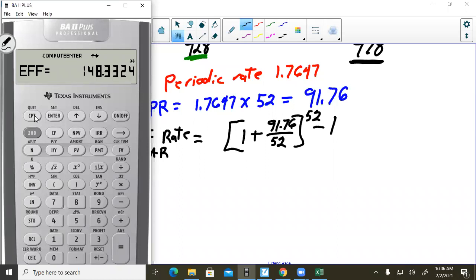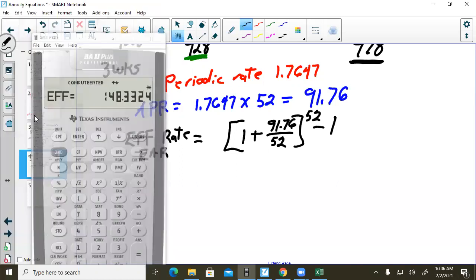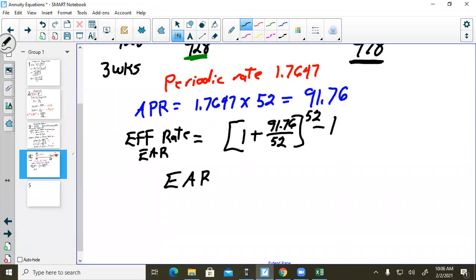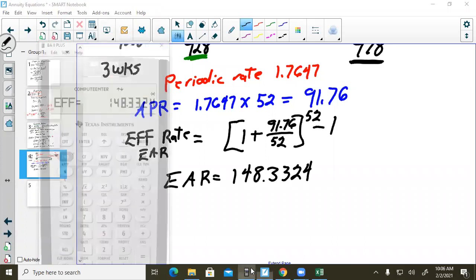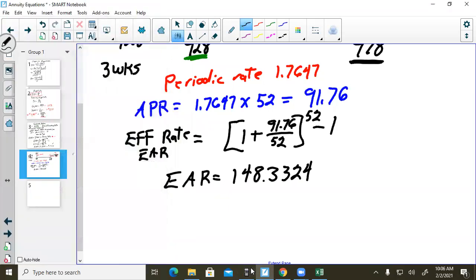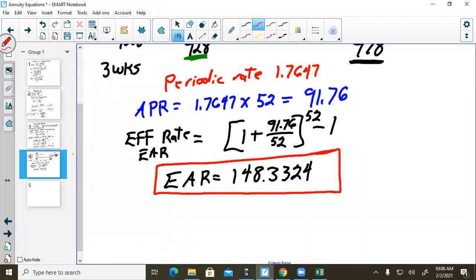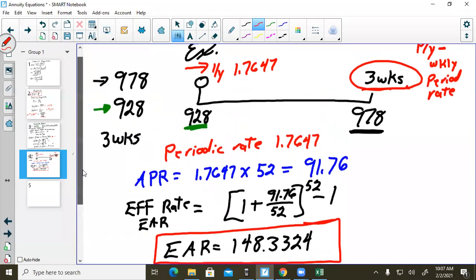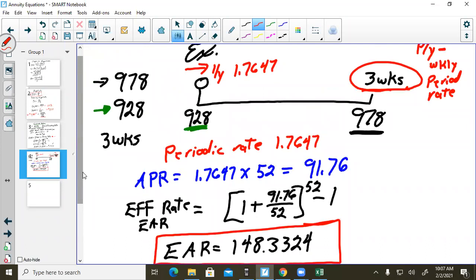So the effective annual rate there is 148.3324, I think it was. Yeah. So that is what the company is actually getting. You ever notice they don't tell you that on the commercials? What do they tell you? Just 50 bucks, right? 50 bucks out of 1,000. Nobody's going to think twice about that. All they're going to think about is, let's go do it, right?